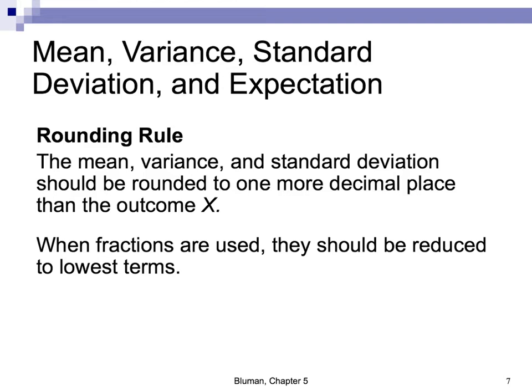We're going to start talking about mean, variance, standard deviation, and expectation. The rounding rule they give here is that the mean, variance, and standard deviation should be one more decimal place than the outcomes. I think that was the same rounding rule we had before. So if the numbers are whole numbers, then for the mean, variance, and standard deviation, you go out to 1 decimal place. It says when fractions are used, they should be reduced to lowest terms. So just make sure you get them simplified.